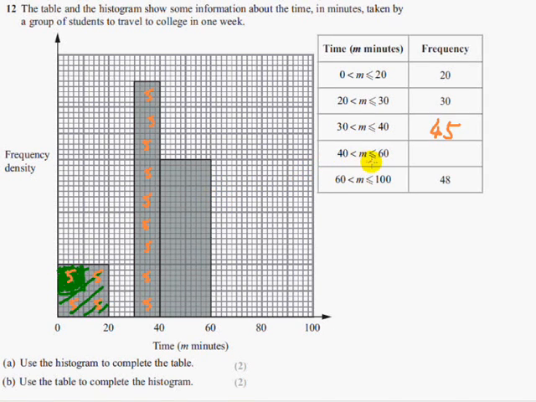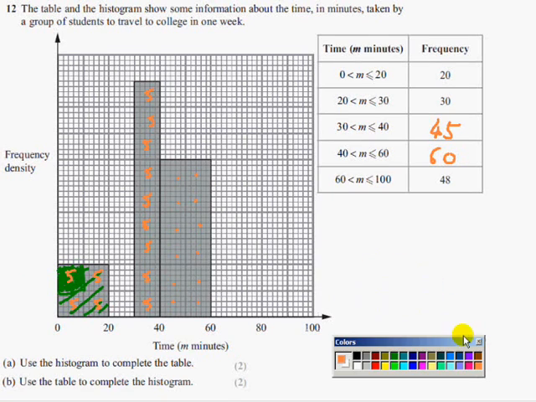And from 40 to 60, the same method. So 5, 10, 15, 20, 25, 30, 35, 40, 45, 50, 55, 60. So greater than 40 minutes but less than or equal to 60 minutes happened 60 times. This is a 2-mark question. The first one is a method mark, which you can get by doing it this method, okay? And the second mark comes from these two values being correct.